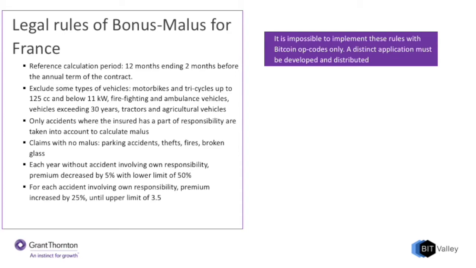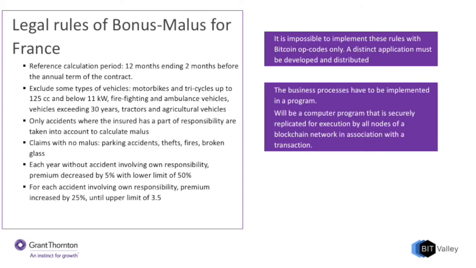Only accidents where the insured has a part of responsibility are taken into account to calculate malus. Claims with no malus include parking accidents, thefts, fires, and broken glass. Each year without an accident involving one's own responsibility decreases the premium by 5% with a lower limit of 50%. For each accident involving one's own responsibility, the premium increases by 25% until an upper limit of 3.5.